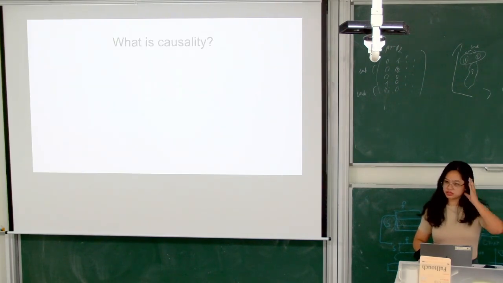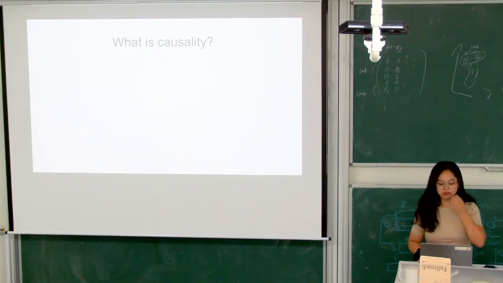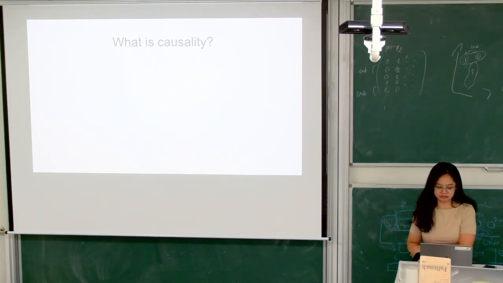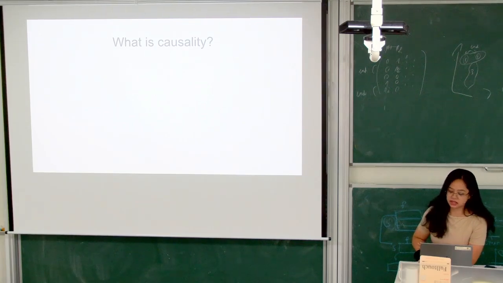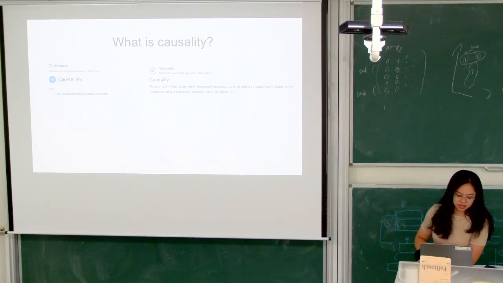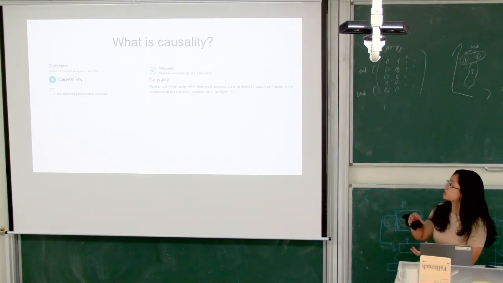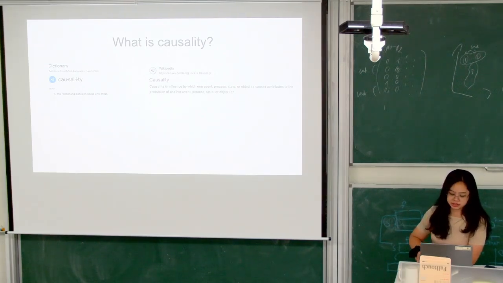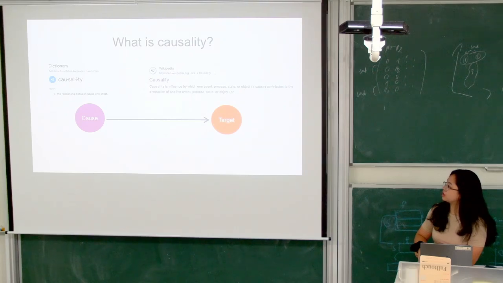So before going to the main framework of this paper, since some of us are not familiar with what causality is, let's briefly discuss it. If you Google causality, you will have these two definitions. It is the relationship between cause and effect, or it is the influence by which one process contributes to the production of another process. This is the kind of relationship that we want to infer.